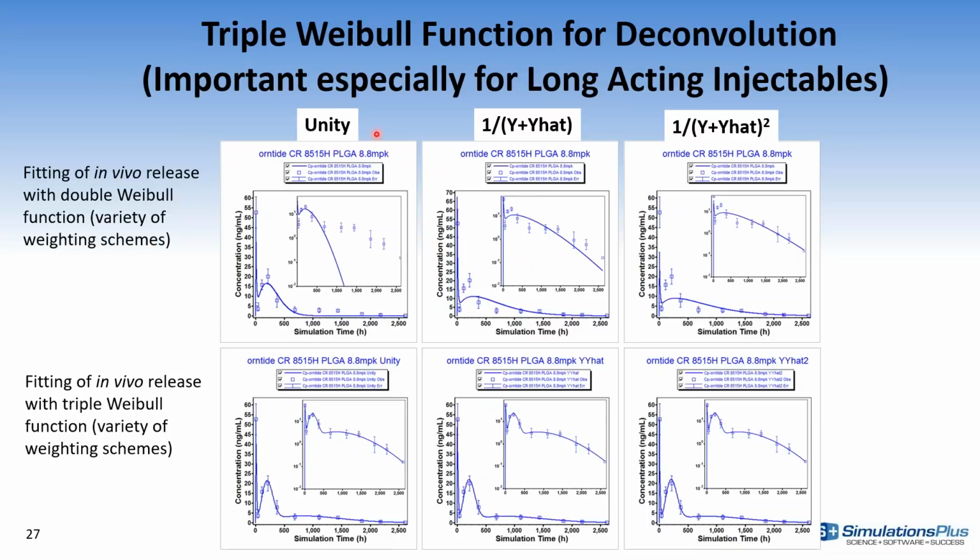Depending on what weighting function we would use, we might be able to better match the late phase of the CP time profile or the first and second peak, but it wasn't enough to capture the whole profile. So by adding the triple Weibull function, we are now able to match the entire profile and properly deconvolute the entire in vivo release profile for the formulation.